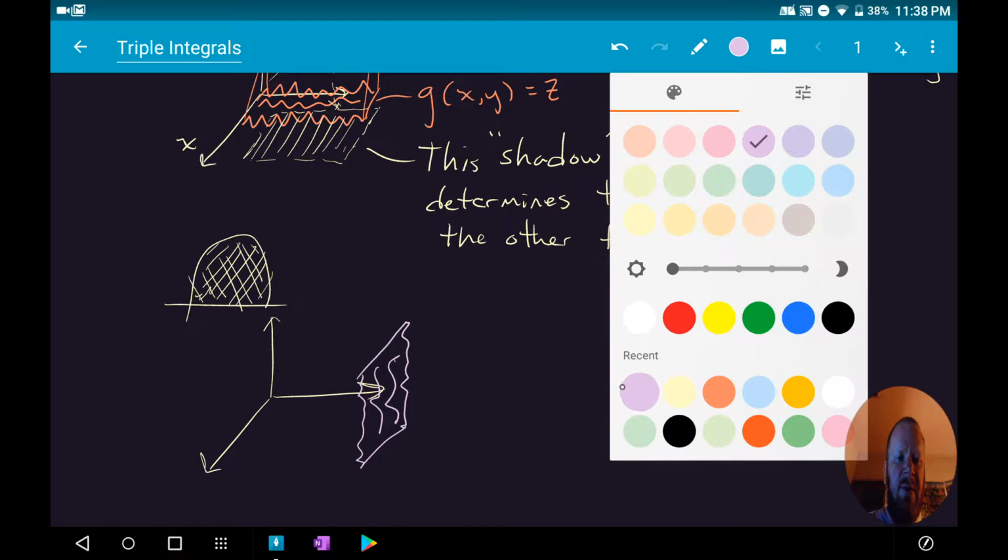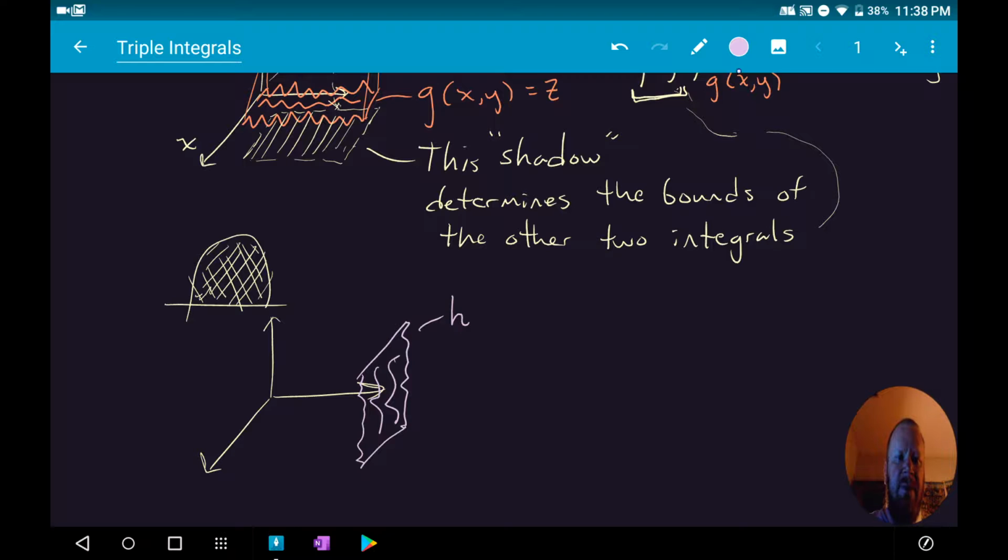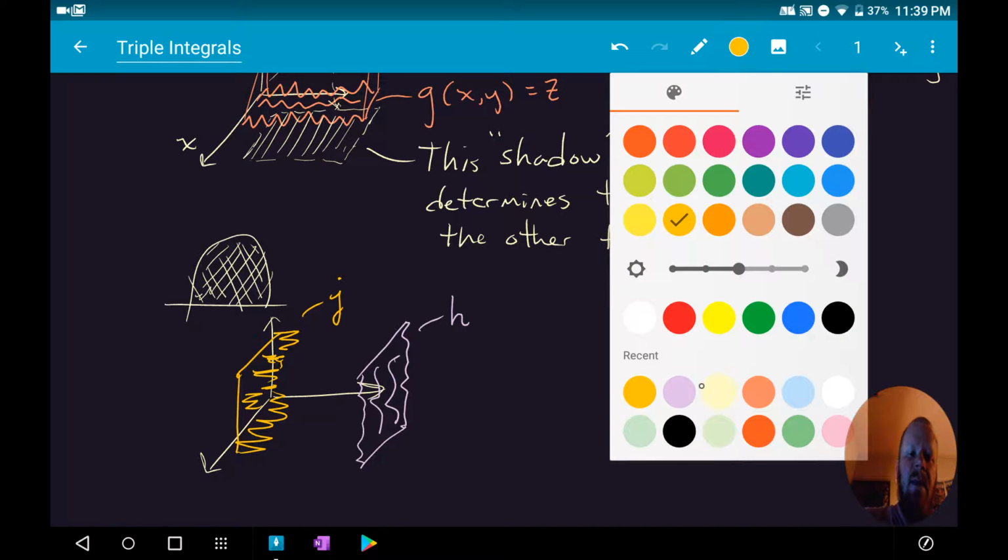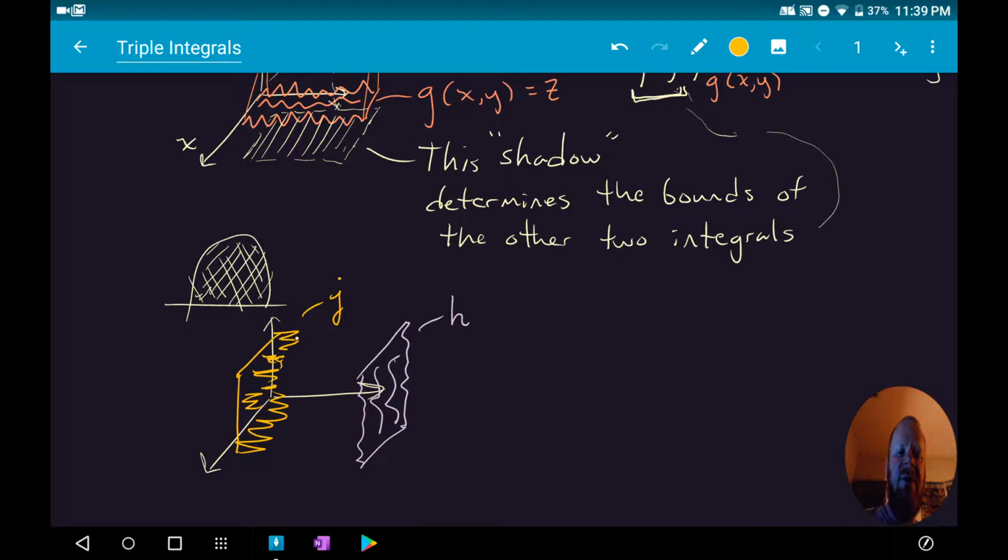And I've got some, I'll call this one H. And let's say that I've got a fiery, spiky surface out here. We'll call this J. The most likely scenario for this one, when we're trying to find this volume in between these two surfaces, is that J is going to be a function of x and z. That's going to be equal to y.